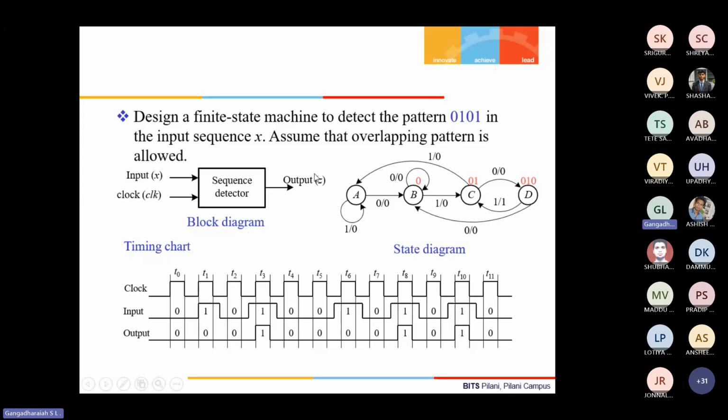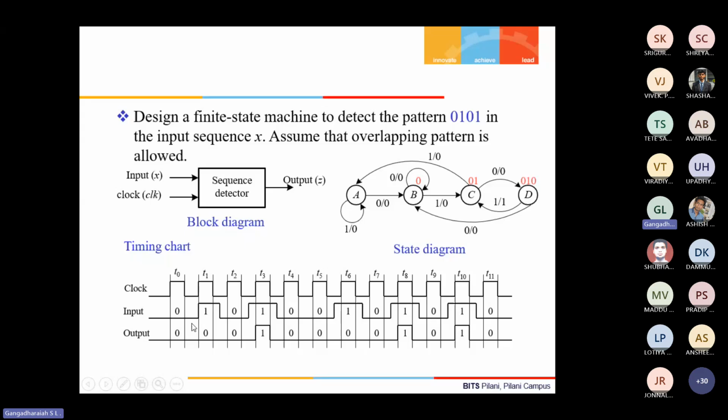See, this is the input. Both are right. This is the input I'm giving. It is a serial input. Only one bit is entering this complete system. I'm feeding the bits serially. You got it? Let's say first I feed 0, next I feed 1, next I feed 0, next I feed 1. Are you able to understand?